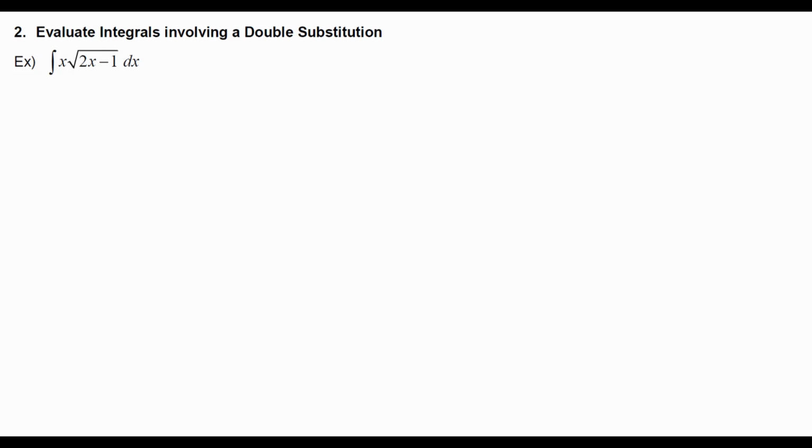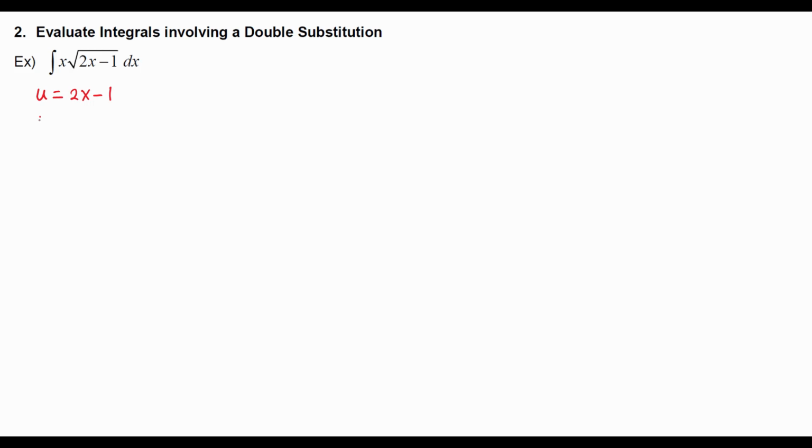Now, let's do a couple problems that involve a double substitution. I would say these two are probably the hardest ones in this section, but you definitely want to know how to do that. Integral of x radical quantity 2x minus 1 dx. And we can clearly see that the composite function is square root of 2x minus 1, and the inner function is 2x minus 1. So naturally, we would all call u equal 2x minus 1.